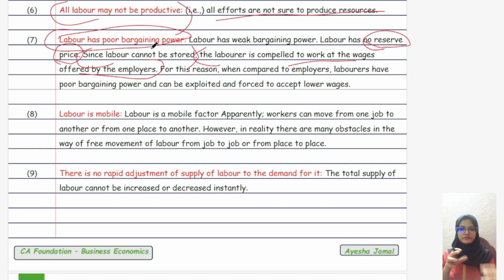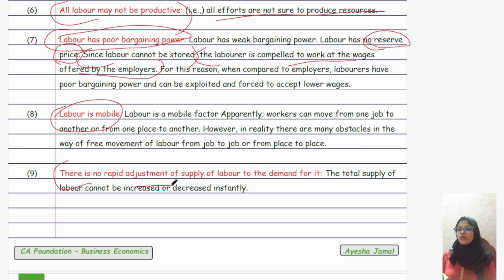Like, can you store your energy somewhere else? Can you store your energy in the fridge and keep it for one day? No, you cannot, right? And we have no bargaining power. Whatever the employer says or demands or puts on the table, we have to accept. That's why we have very weak bargaining power. And labor is mobile. Obviously, we can travel from one place to another.